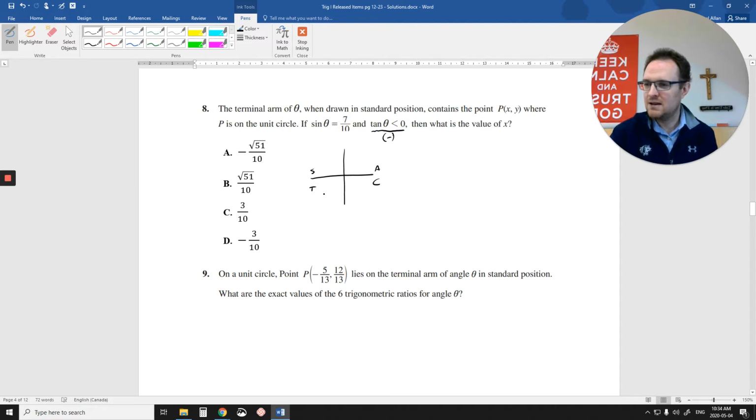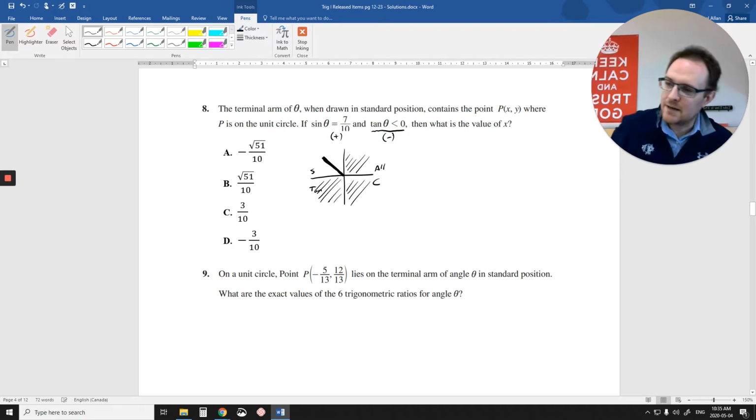So tan is negative in the second quadrant and the fourth quadrant, because it can't be negative in the all quadrant and it's positive in the tan quadrant here. So because it is positive and negative, it has to land in this quadrant. It can't be this one, or this one, because it has to be positive and negative at the same time.